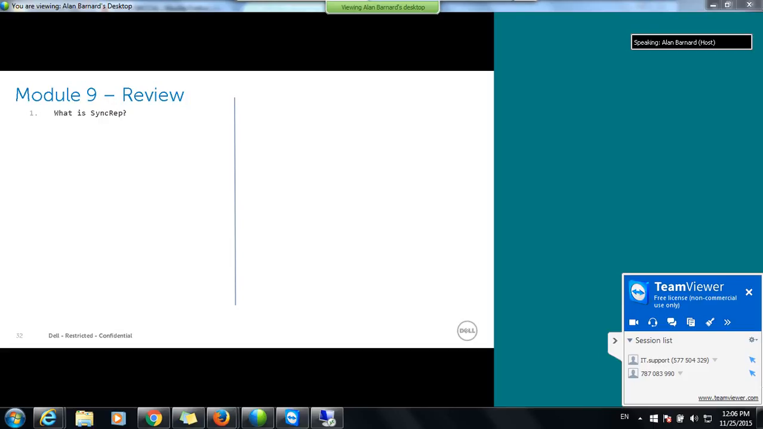Let's say we have one volume on the first array, and then we are doing a sync rep going to the second array. And then I have a volume on the second array, and I want to do a sync rep going to the first array. Is it possible? Yes, that's possible.